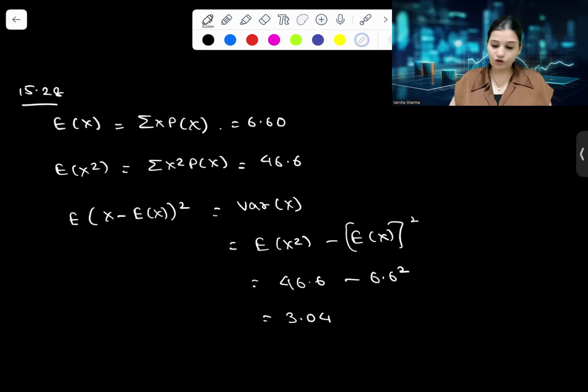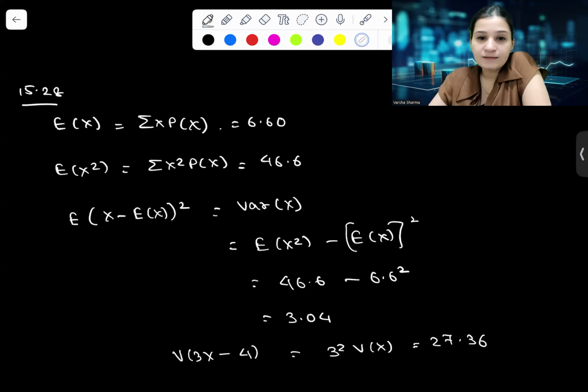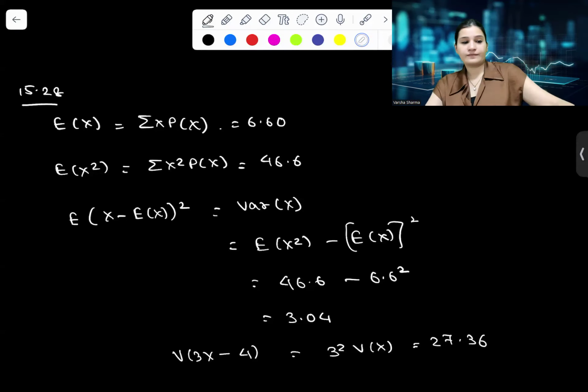What else is there? Also obtain variance of 3x minus 4. So 3 square into variance of x, whatever is added and subtracted, that is gone. So 9 into this, that is 27.36. What is the answer?